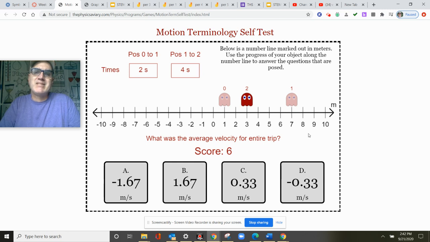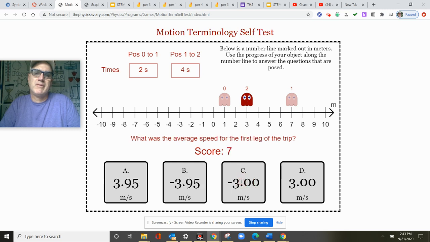The average velocity for the entire trip is the change in its displacement divided by the whole time. So its displacement is only 2 units, right? From 1 to 3 is 1, 2. So it'd be 2 divided by 6, which is 1/3. And it's positive because it's over on the right.